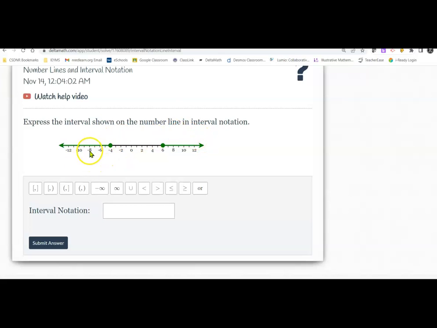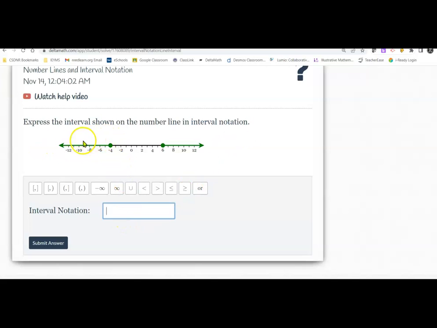This one is going in opposite directions, so I actually need two different answers. I am either lower than or equal to -4, or I am 6 or greater. Now it does say express it using interval notation, so I'm going to clear this word or out.